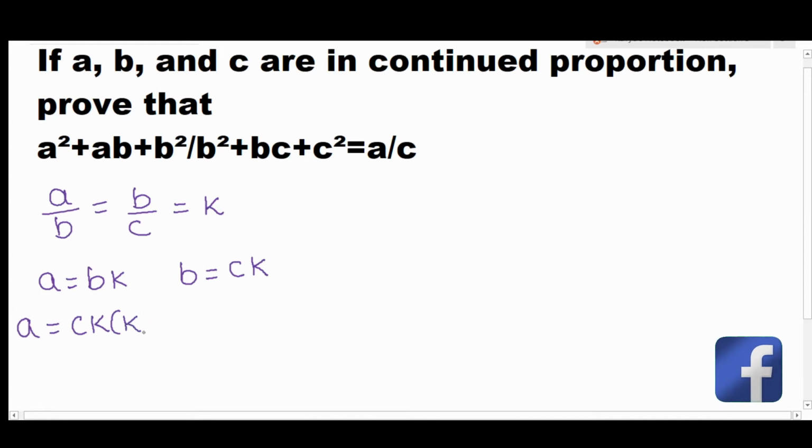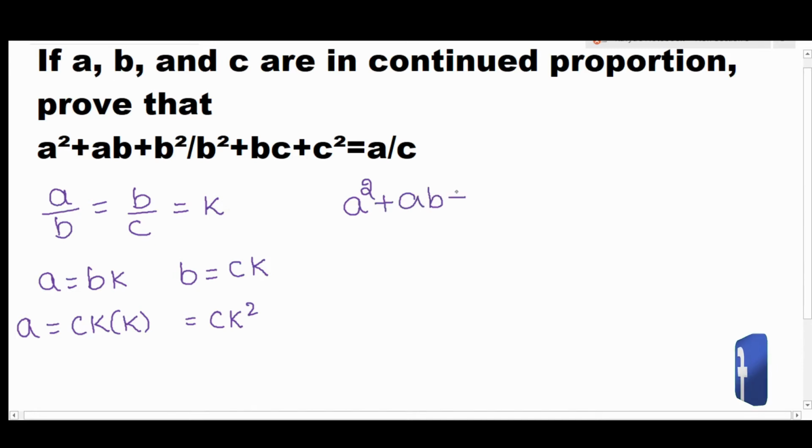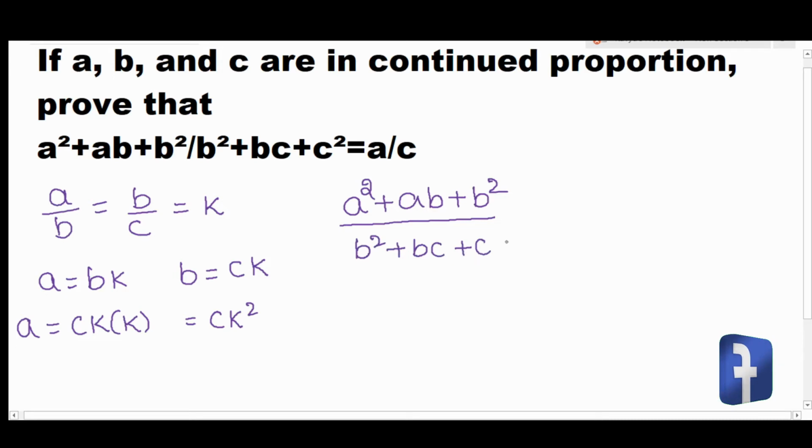Again, I have one more k. So I get ck square. Now let me write the numerator, a square plus ab plus b square, divided by b square plus bc plus c square.